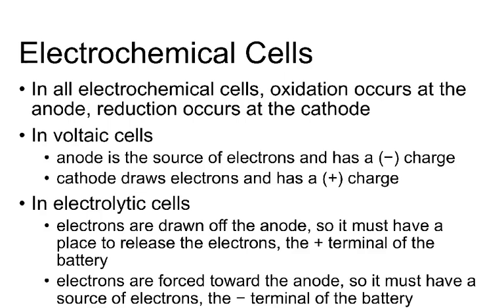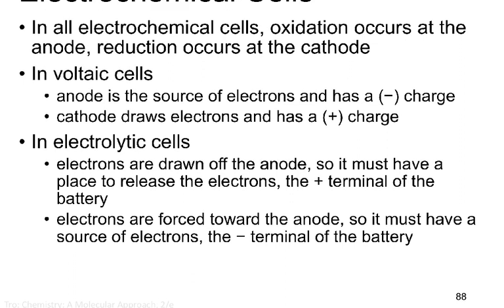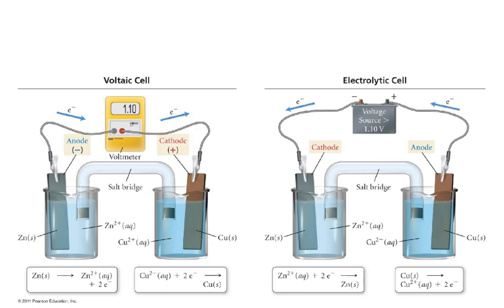Our last topic for chapter 18 is electrochemical cells. In these cells, oxidation will occur at the anode, reduction at the cathode, just like in voltaic cells. But in electrolytic cells, we are adding energy in. So electrons are drawn off the anode. It needs to have a place to return, which is the positive terminal of the battery, and electrons are forced toward the cathode. So it has a source of electrons as well.